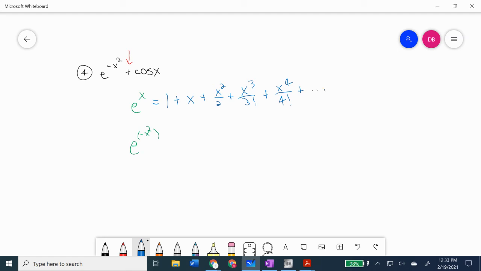When I plug in the negative x squared, that's okay. I've been having computer difficulties myself. Yay.